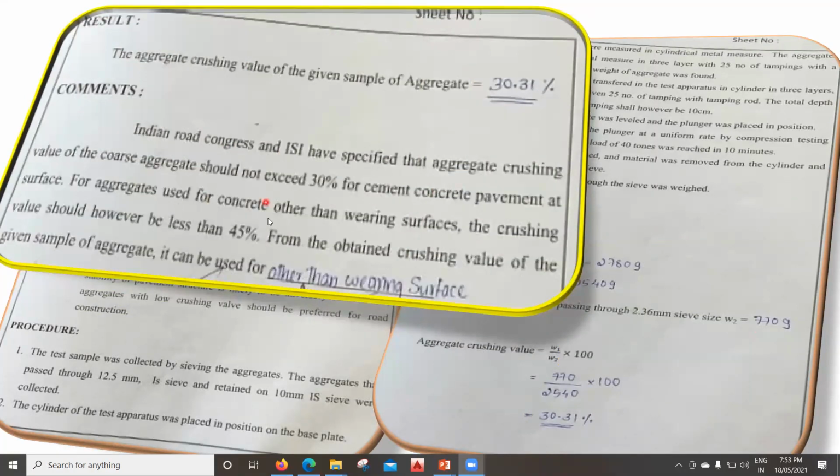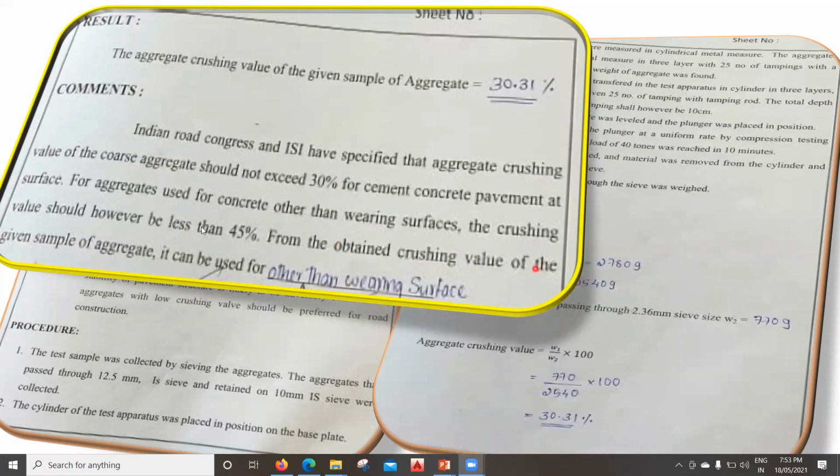For aggregate used for concrete other than the wearing courses, the crushing value should, however, be less than 45%. So what answer have we got? 30.31. If you're using it for the road surface, then these aggregates are not to be used, because we have got 30.31 and our maximum allowed is 30%. So this aggregate we cannot use for the cement concrete pavement, but for other work we can use it, because the final limit we have is 45%, and we got 30.31. So this is less than 45.